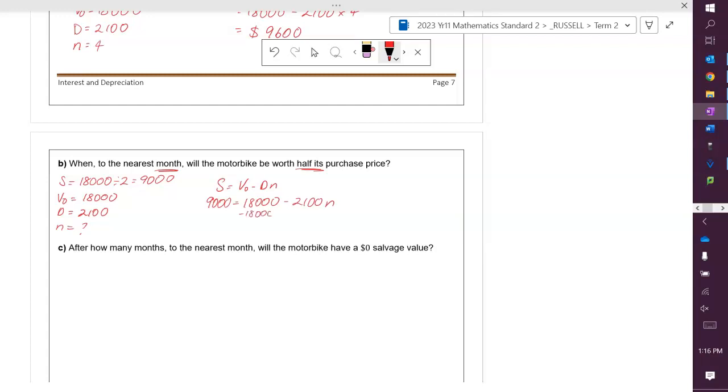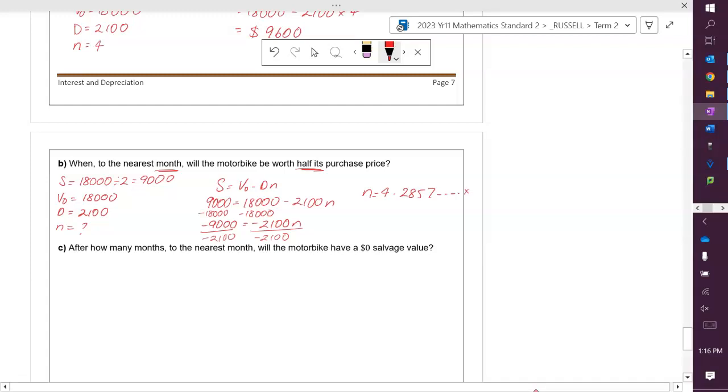So I subtract my 18,000, and it's okay to have negatives. It gives us negative 9,000 equals negative 2,100N. Now to get N, I need to divide by negative 2,100, which tells me N is 4.2857, and so on. I need to turn this into months, so we times by 12, to turn it into years and months. That tells me 51.42857, which is roughly, to the nearest month, 51 months.